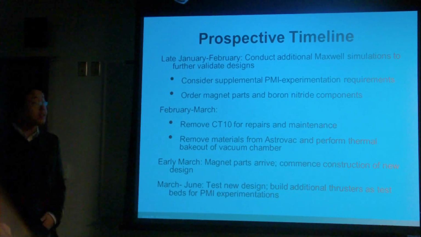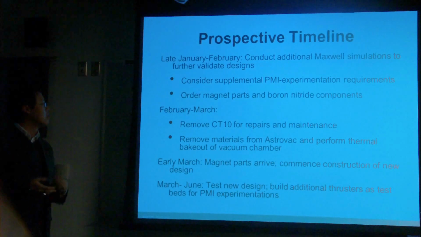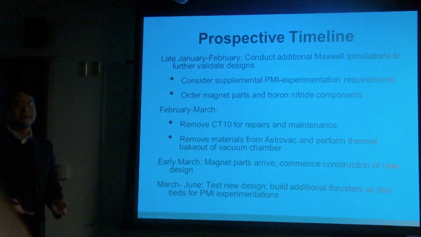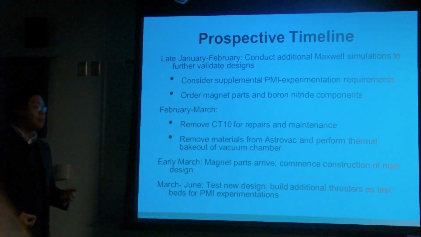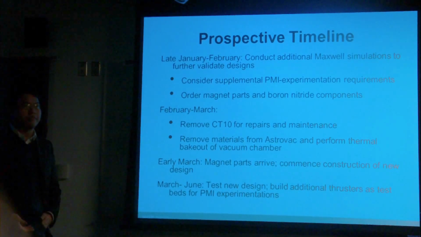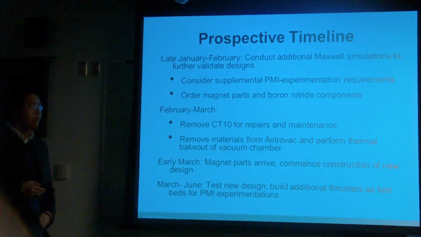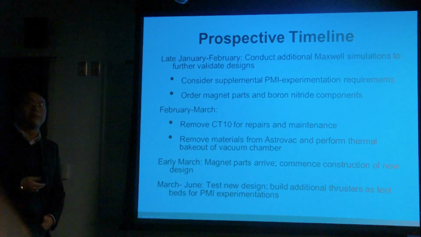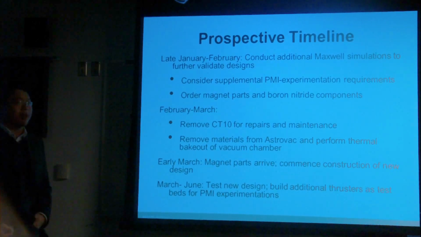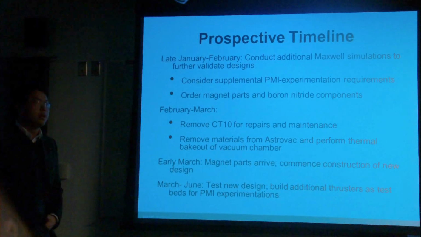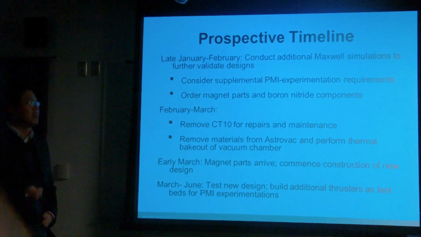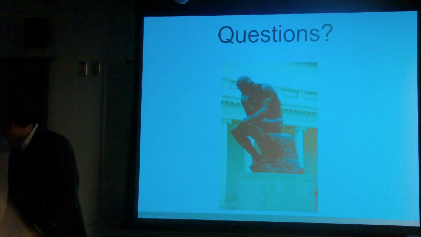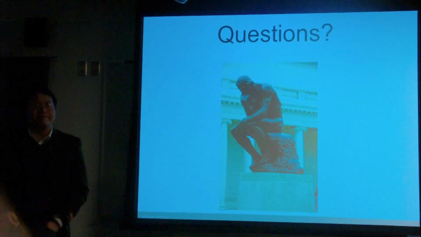So prospectively, based on what I've done so far, what we need to do in the long run is continue fixing Astrovac so that we actually do the testing. We ordered the parts for both thrusters, and we have to commence construction in the next few weeks and months to come. Hopefully by June, we will have some fairly good data from Faraday Cup experiments, RPAs, etc. So we'll be able to quantify how well these thrusters would do, and basically justify or not justify the work that's been done now. So, questions?